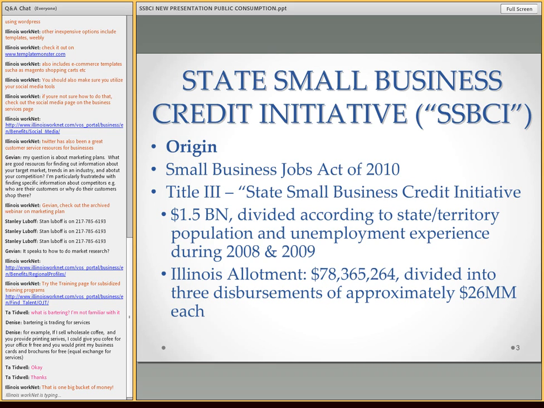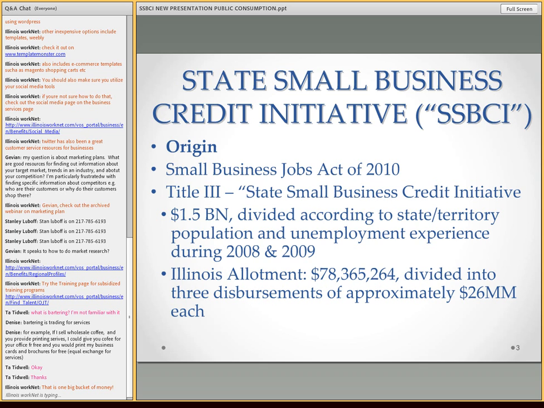However, we're not getting all $78 million at one time. It's being divided into three, each about $26 million. Now, we've already received our first allocation of $26 million. It is now in the state treasury in something called a federal trust fund. That means that this money can only be used for this program. It can't be put into the general fund, can't be used to pay any other debts that the state has. It can only be used for these small business events.